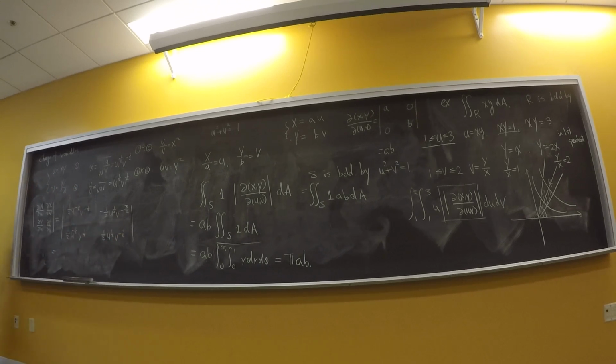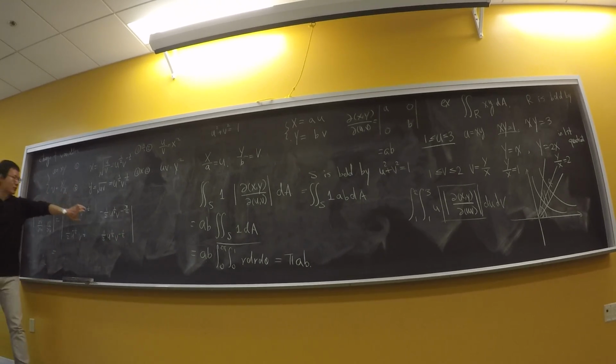And then I'm taking the determinant. So the product of these two is going to be 1 quarter. U to minus 1 half cancel. V to minus 1 half, I get a v to minus 1. Right?